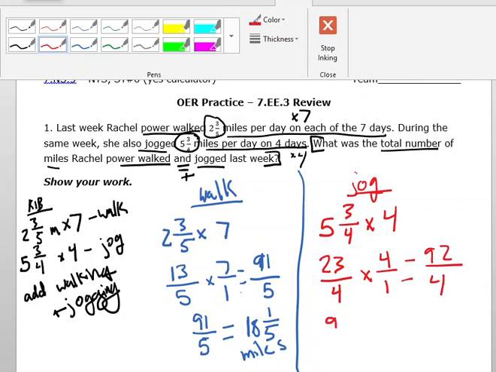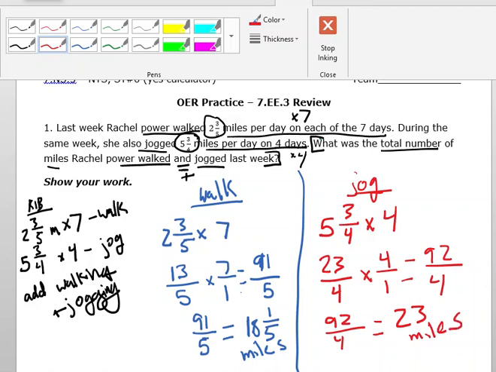That's going to be my unsimplified answer. And to turn that into a mixed number, I'll do 92. How many times will 4 go into 92? And it looks like 23 even. All right, so she jogged a total of 23 miles.